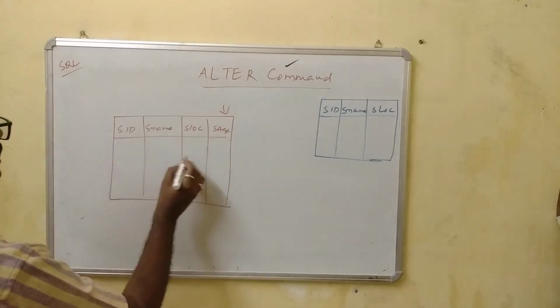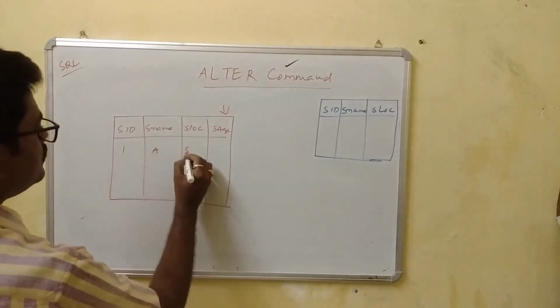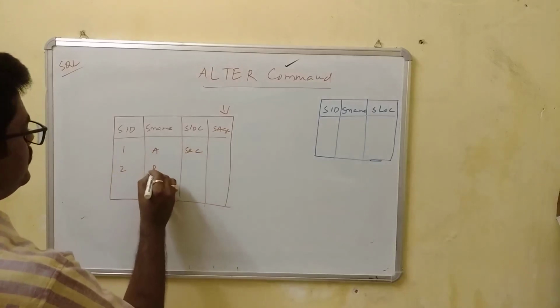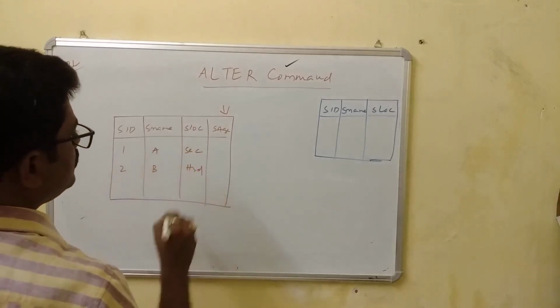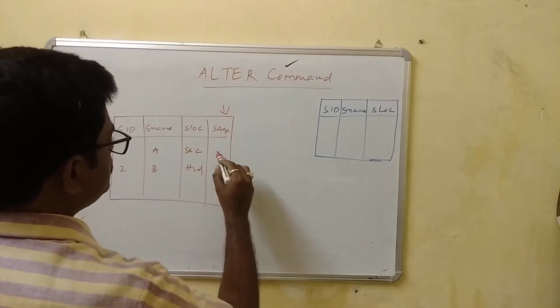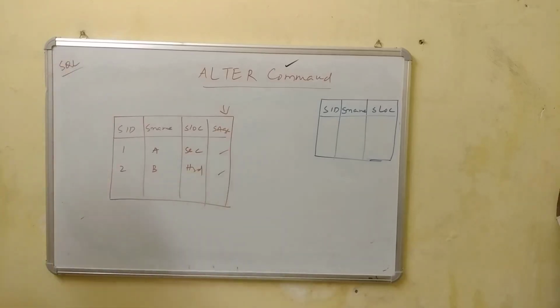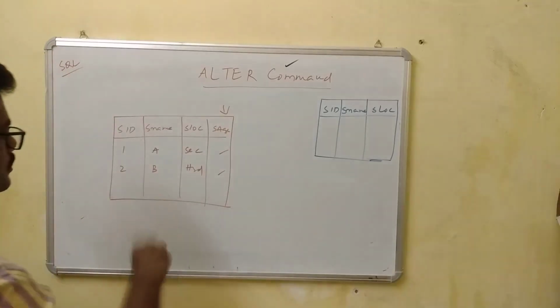So for all these three, data is already available: 2B, Hyderabad. Now the new column is added, but no data is there. If you want to fill this data, again we need to write a query. By using some queries we need to fill this data.